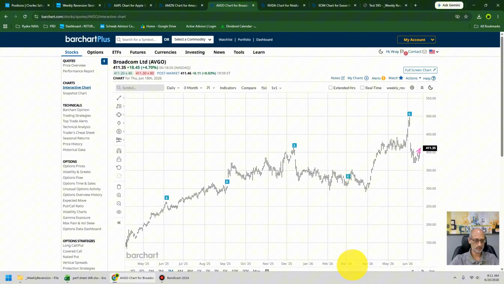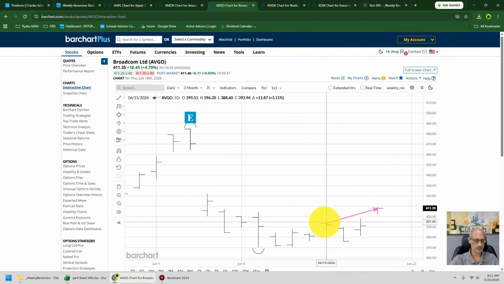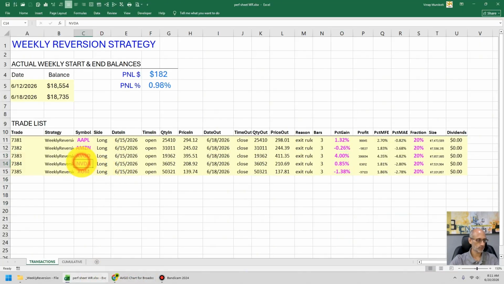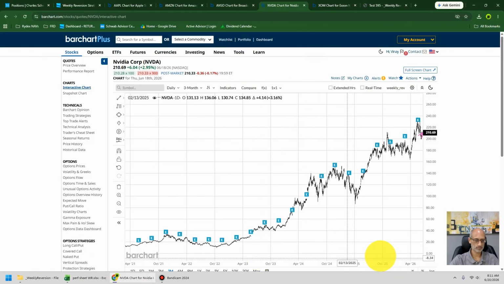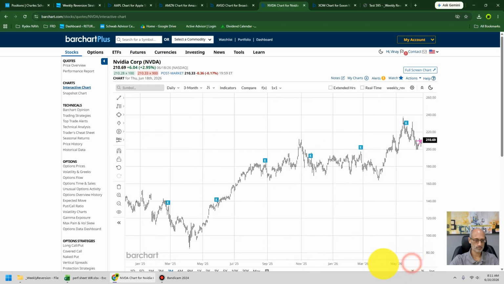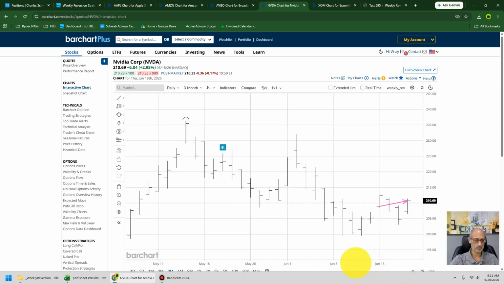And this is what the trade looked like. Entered here on Monday, sold here for a 4% gain. Next one is Nvidia, up 0.85%. Similar looking pattern to Broadcom. So we got in here and got out here.